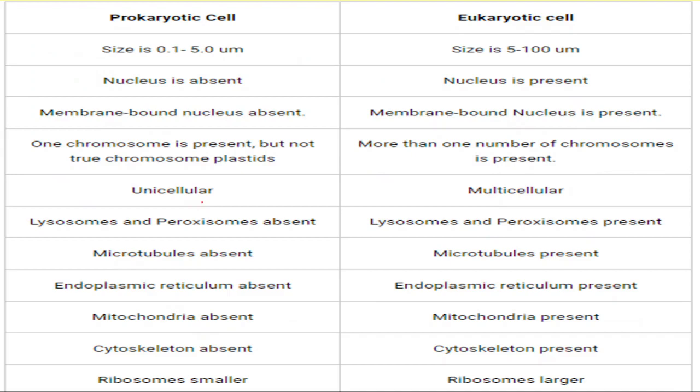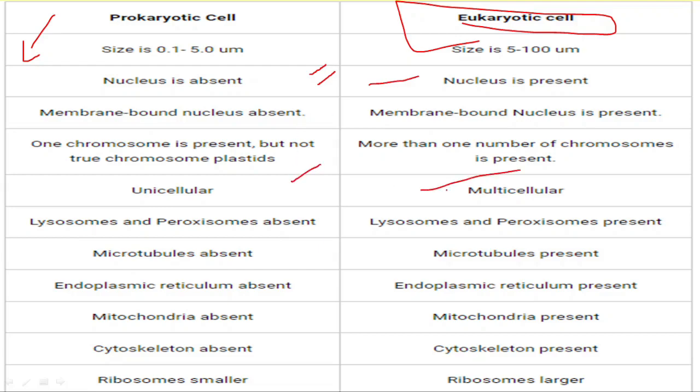So one more validation part is that you should go through prokaryotic and eukaryotic cells. Prokaryotic is more primitive, eukaryotic is a more advanced cell. So you can go through their differences like size. Nucleus is absent in prokaryotic, it is present in eukaryotic. Prokaryotes are unicellular, eukaryotes are multicellular. Microtubules are present in eukaryotes. Mitochondria is absent in prokaryotes, present in eukaryotes. Ribosomes are smaller in prokaryotes, larger in eukaryotes.